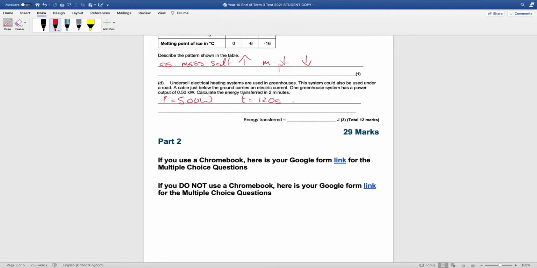So the energy transferred would be power times time. So 500 joules per second by 120 seconds gives us 60,000 joules. Note, you're asked for it in joules. You might get away with 60 kilojoules by putting a K in front there, but better to give the answer in the terms you're asked for it.